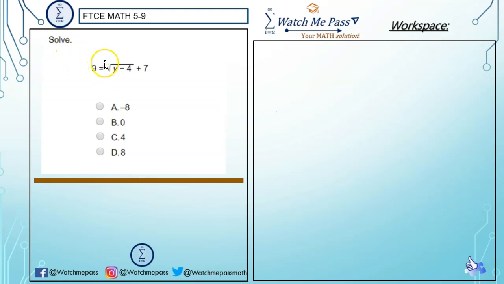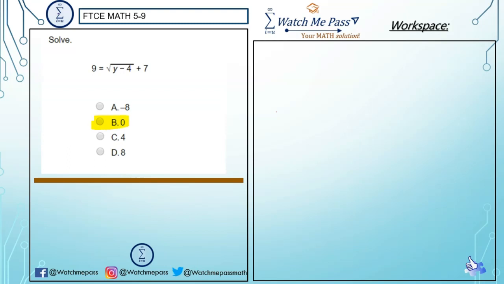Solve 9 equals the square root of y minus 4 plus 7. We have our answer choices below. We could work backwards. We could pick the answer choices and plug them in for y and verify that we have the left side equal to the right side. Or if you don't want to work backwards and plug in, you could go ahead and solve. So let's focus on working backwards.